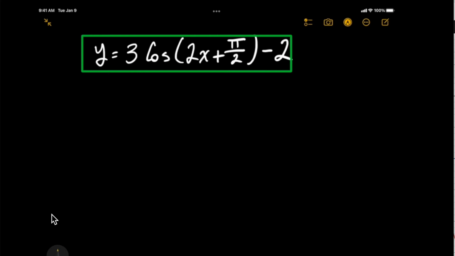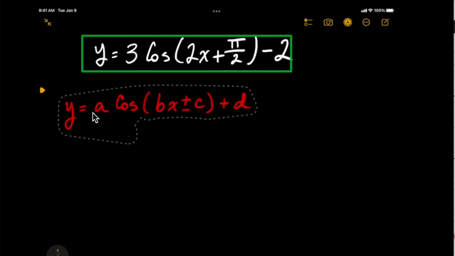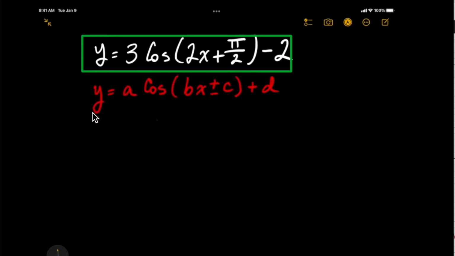In this video, we are going to talk about how to graph this function, which is a transformation of the function y equals cosine of x. And to do that, we are going to utilize this paradigm, which will help us set up our parameters.